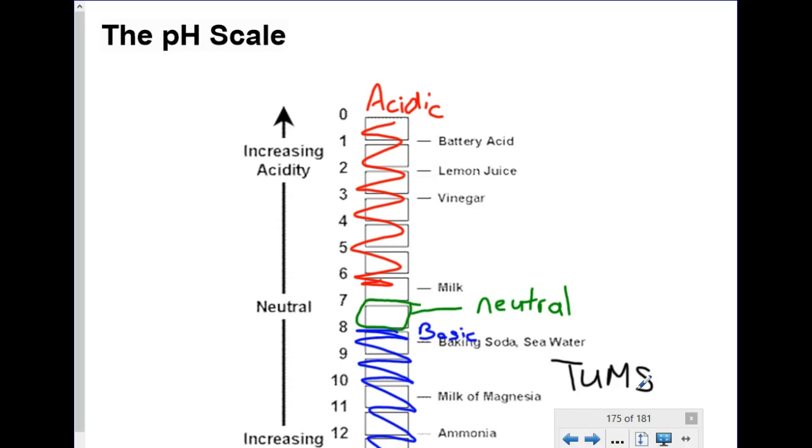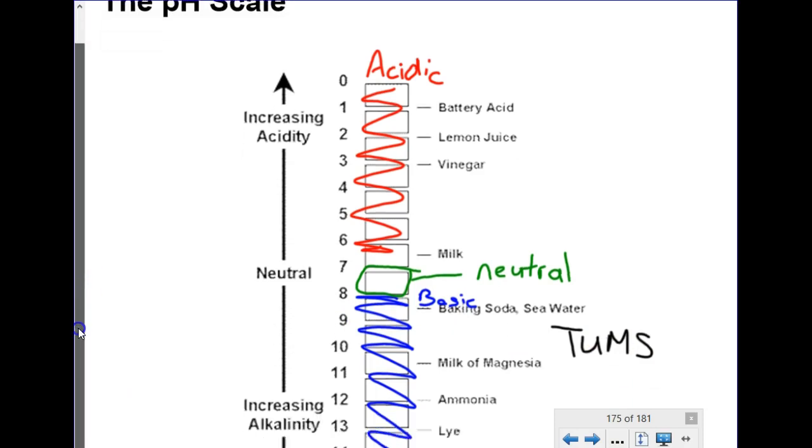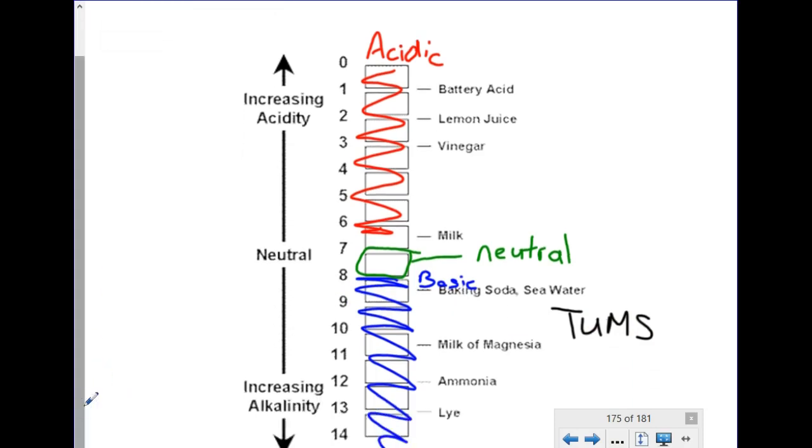Lye is pure sodium hydroxide. This is actually what you were using yesterday and on Monday, except it was mixed with water, so it was very dilute.